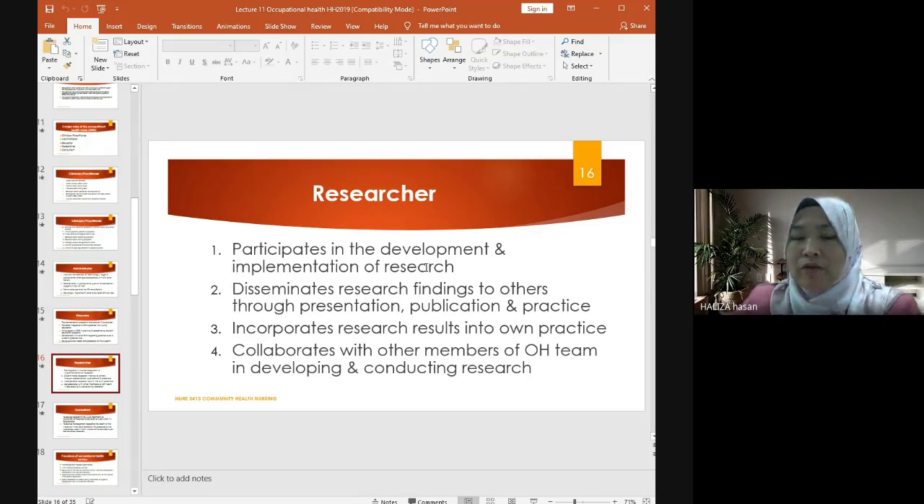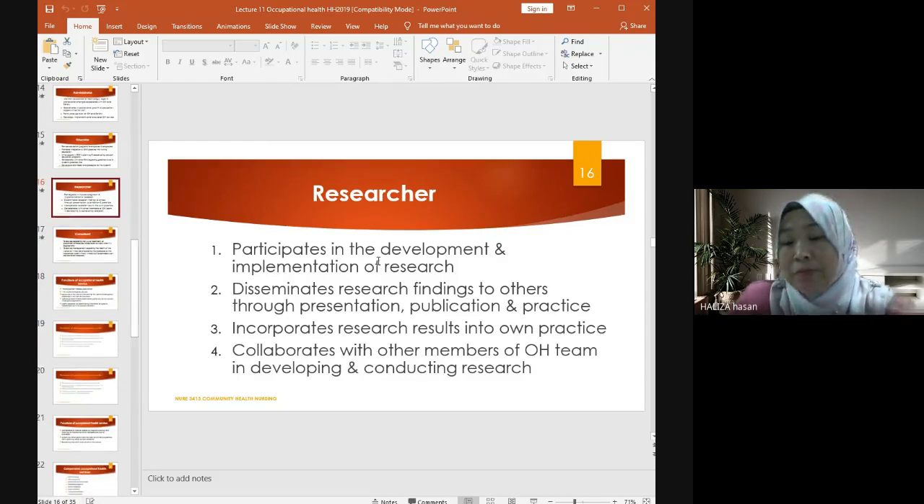Okay, researcher participate in the development and implementation of research. For example, nowadays many research are being conducted related to depression or stress among nurses, among healthcare provider in response to COVID-19. So this is how we can see how the occupation can affect their health. For example, they have to work double shift, triple shift, more than 16 hours in response to or in assessing their team, related to COVID-19. So we can see how the occupation will affect our health.